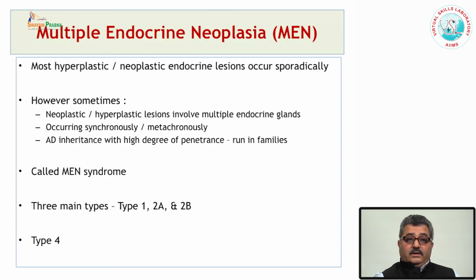hyperparathyroidism, which is a close mimic of these giant cell tumors of the bone. Now, most of the time, these parathyroid adenomas and hyperplasia are associated with some syndrome. The most common is multiple endocrine neoplasia. When more than one gland is involved, it may be hyperplastic, it may be adenomas, and carcinomas, as compared to adenomas or hyperplasia, are rare in MEN syndrome. Mainly there are 3, but recently another type, type 4, is also described.